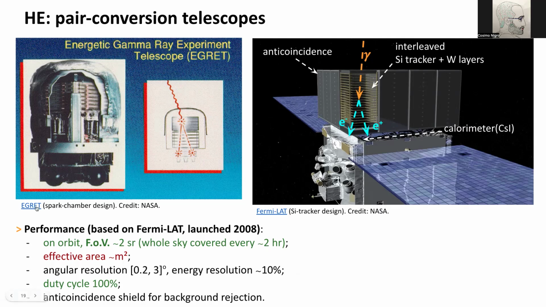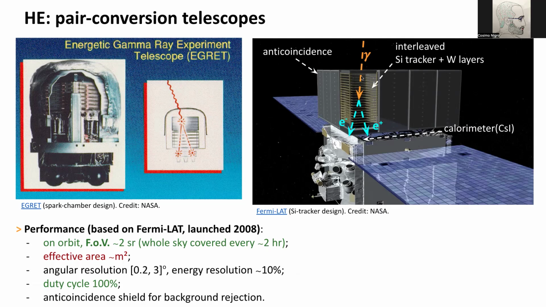In the first experiments, like EGRET, the tracker is a spark chamber. And in more modern instruments like Fermi-LAT, it is basically interleaved layers of silicon tracker and heavy material like tungsten to make the pair conversion happen. Okay, then you have a calorimeter, that usually is scintillating material.